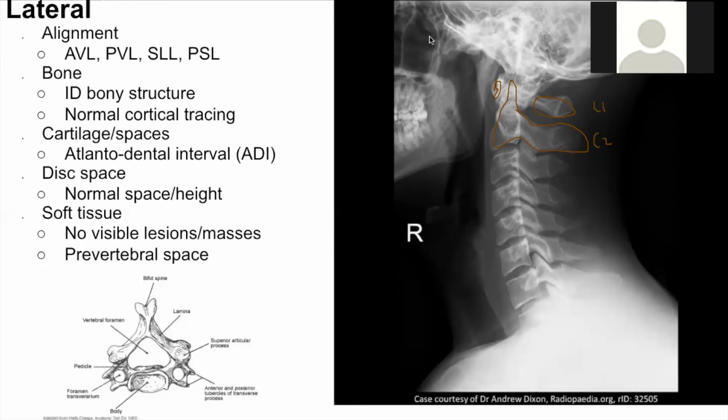The most important space that we care about, let me erase this, is the atlantodental interval. Remember, this is the dens. This is the most anterior arch. And this interval here is what we care about. That interval should be about 3 millimeters. Some books have it as 3.5, but if it's grossly abnormal, then you would know that there's something wrong with the transverse ligament. And then you should probably get advanced imaging.